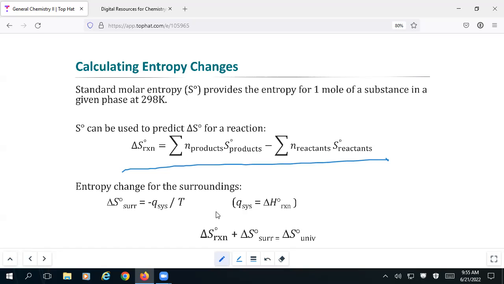Where does that delta S of the surroundings come from? Well, one way to do it is by looking at the heat of the system. I can calculate the entropy of the surroundings by taking the opposite of the heat of the system and dividing it by the Kelvin temperature. But there can be some problems with that too. What if our experiments, like that calorimetry experiment, end up not having a consistent temperature, but rather a change in temperature?